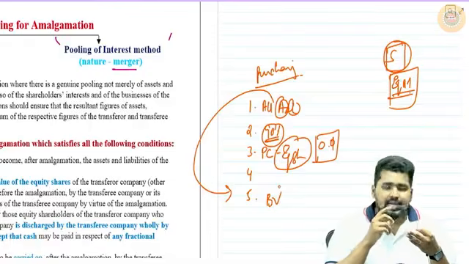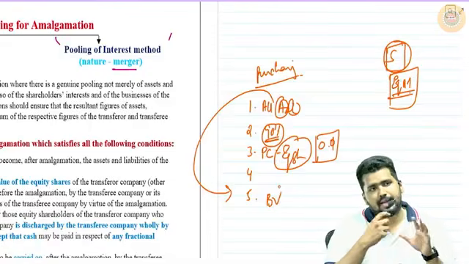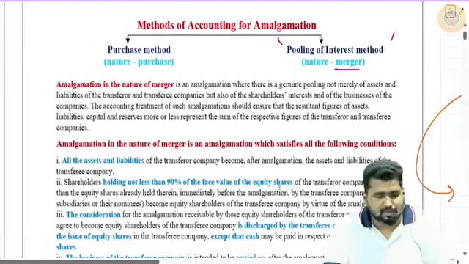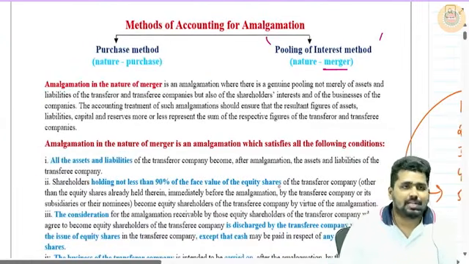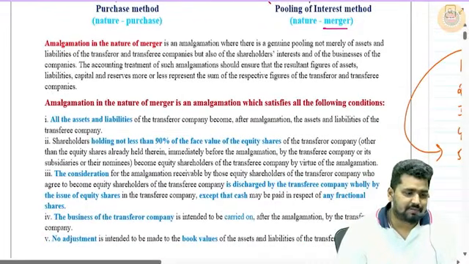We can issue what? Cash. Fourth, the business of the seller company should be continued by the buyer company. And fifth, no adjustment should be made to the book value of assets and liabilities of the seller company when it is incorporated in the books of the purchasing company, except to ensure uniform accounting policy. We will run through this quickly.